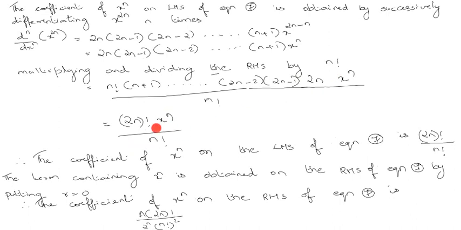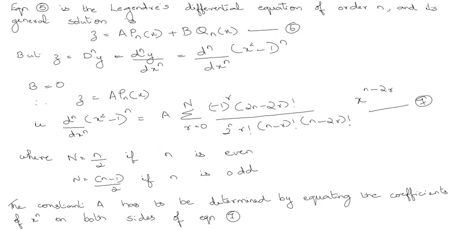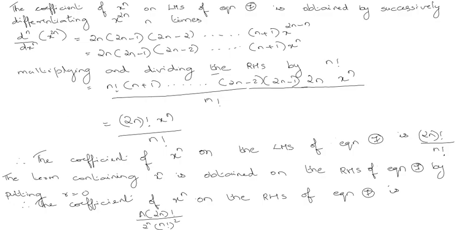So the coefficient of x raised to n from the LHS of this equation is 2n factorial divided by n factorial. And in order to get the coefficient of x raised to n from the RHS, we need to put r is equal to 0. So the resulting term is a into 1 into 2n factorial divided by 2 raised to n into n factorial into n factorial, that is n factorial square. So that is a into 2n factorial divided by 2 raised to n into n factorial square.